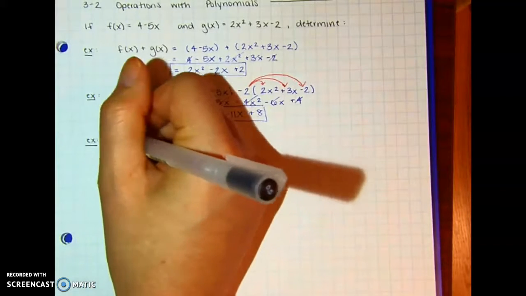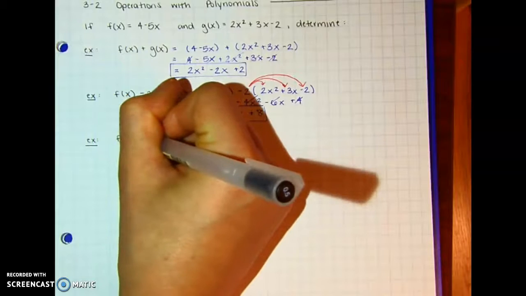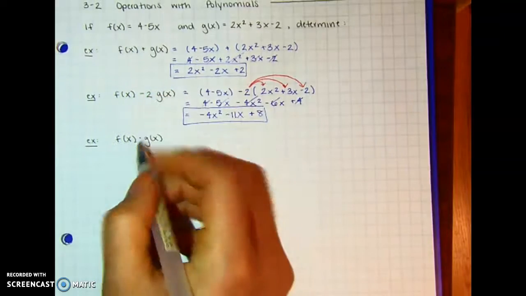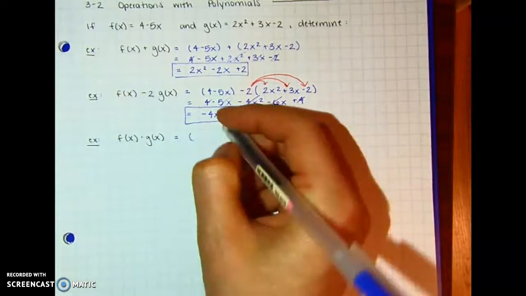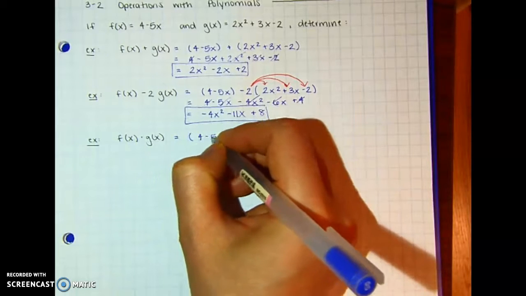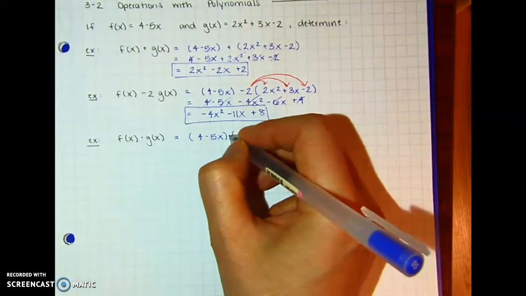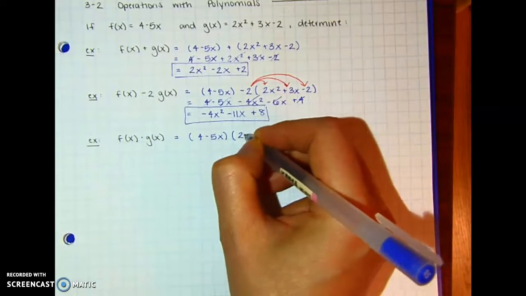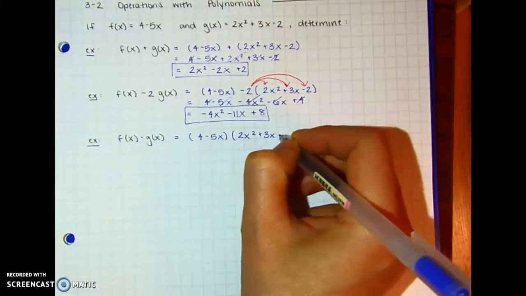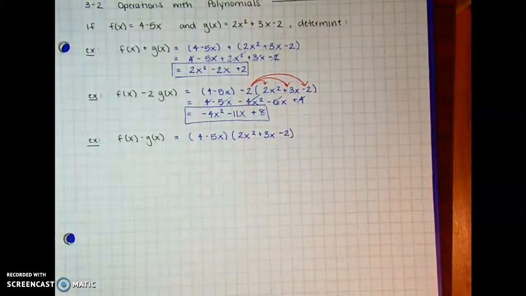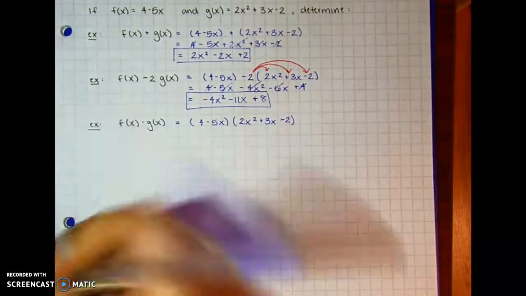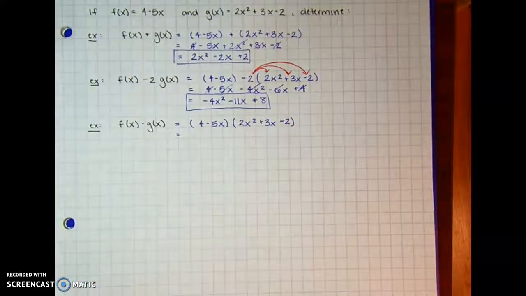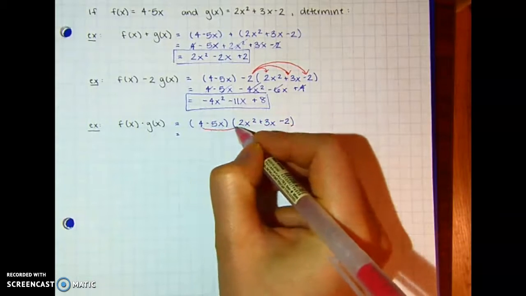So what if I gave you f of x times g of x? Notice that I'm not using an x for multiplication. Some of you guys are losing points for that. So again, put them in parentheses first. So we have 4 minus 5x, and then times g of x, which is 2x squared plus 3x minus 2. And this is where you FOIL. And we've got more than 2 terms, so just be extra careful. It's very easy to mess up. So we need to do 4 times 2x squared.